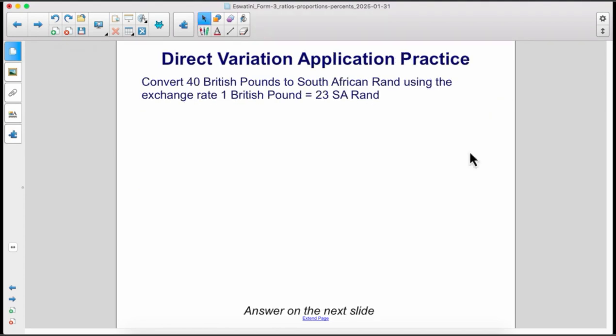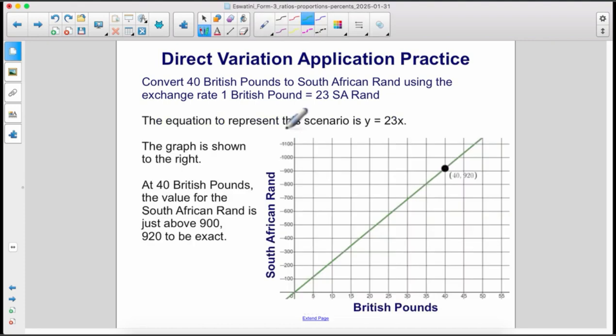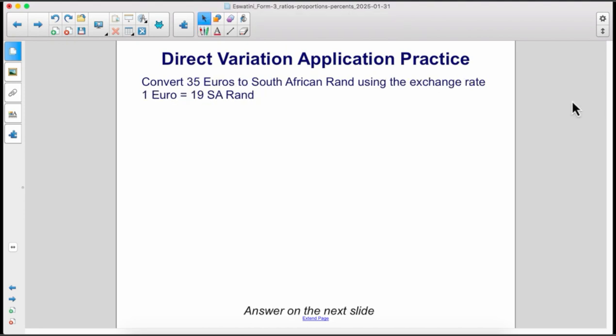Convert 40 British pounds to South African Rand using the exchange rate 1 British pound equals 23 South African Rand. The equation to represent this scenario is y equals 23x. The graph is shown to the right. At 40 British pounds, the value for the South African Rand is just above 900, 920 to be exact.